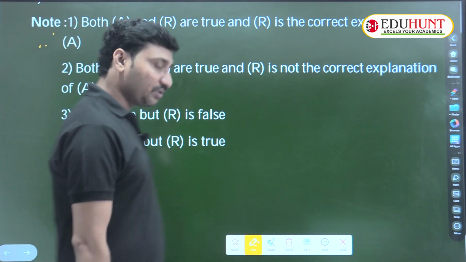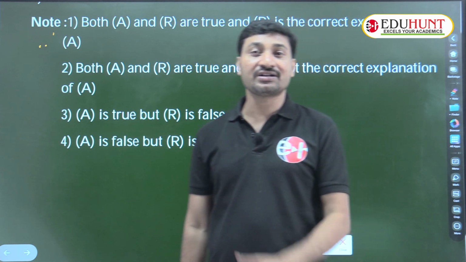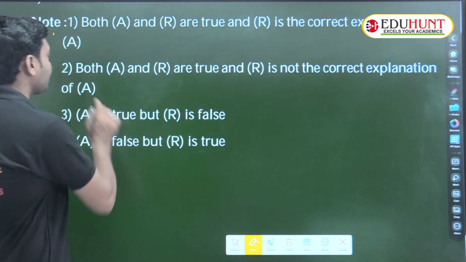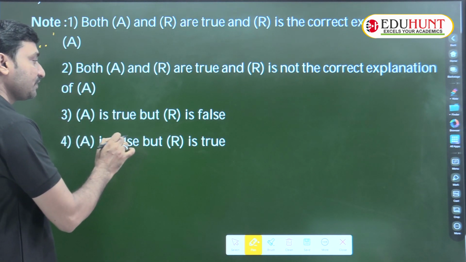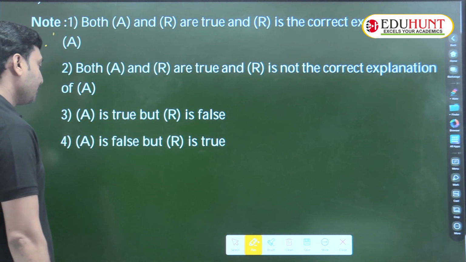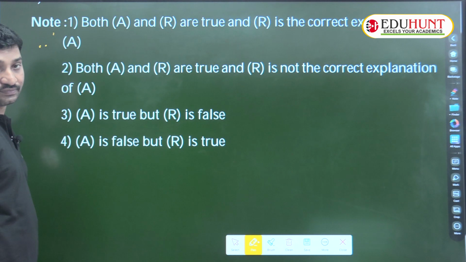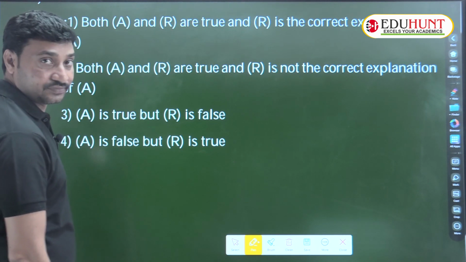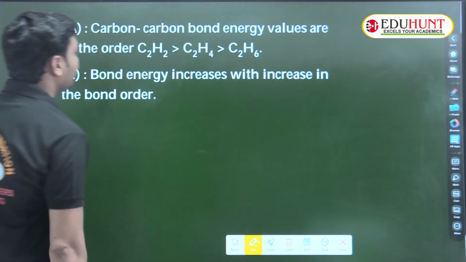Second one, both assertion and reason are correct, but reason is not the correct explanation of assertion, then your choice is 2. Third one, assertion is true, but R is false. Fourth one, A is false, but R is true, right? These are the 4 options. Let us discuss. See this question.